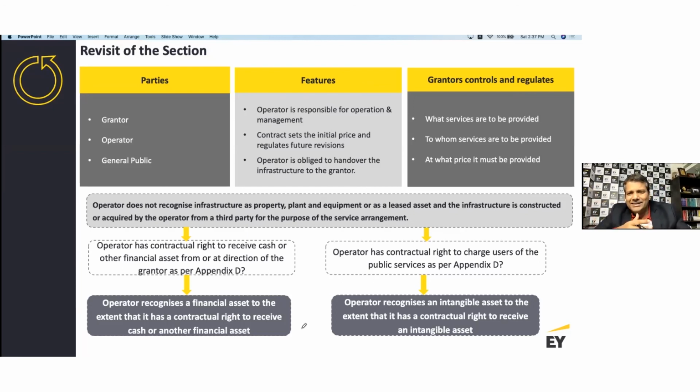It may recognize it as a financial asset or as an intangible asset, depending upon how the operator is getting compensated, how the cash is coming in. If the cash is guaranteed by the grantor, then that comes as a financial asset. If the cash is not guaranteed by the grantor, but comes by way of service charges from the user, then that is an intangible asset, right? And then, of course, there are tons of disclosures which you need to make.